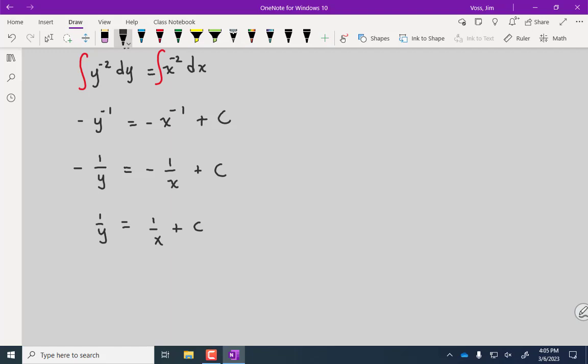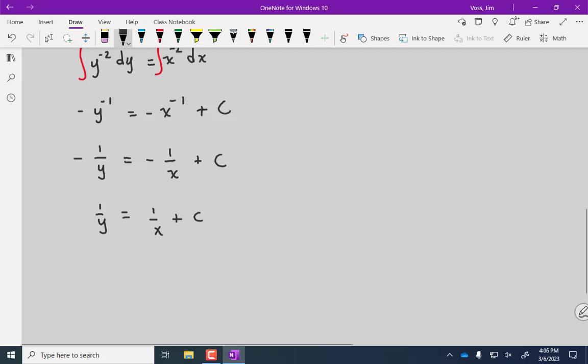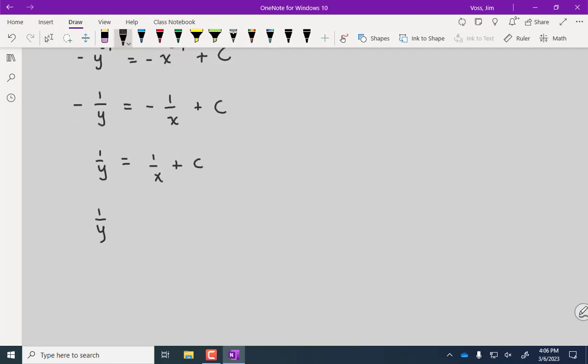Now we can't flip this yet. You can't flip both sides unless both sides are fractions. Once you have a fraction equal to a fraction, then you can flip both sides. So we need to get a common denominator on the right before we can do that.